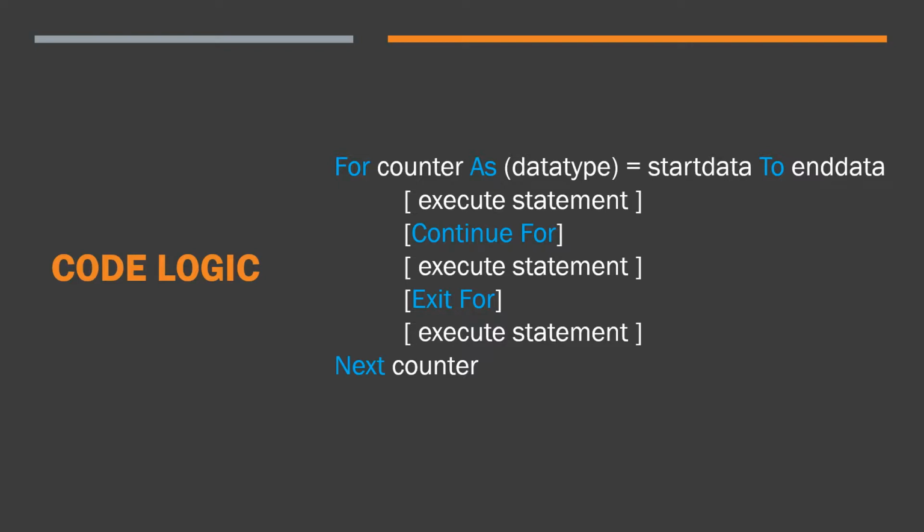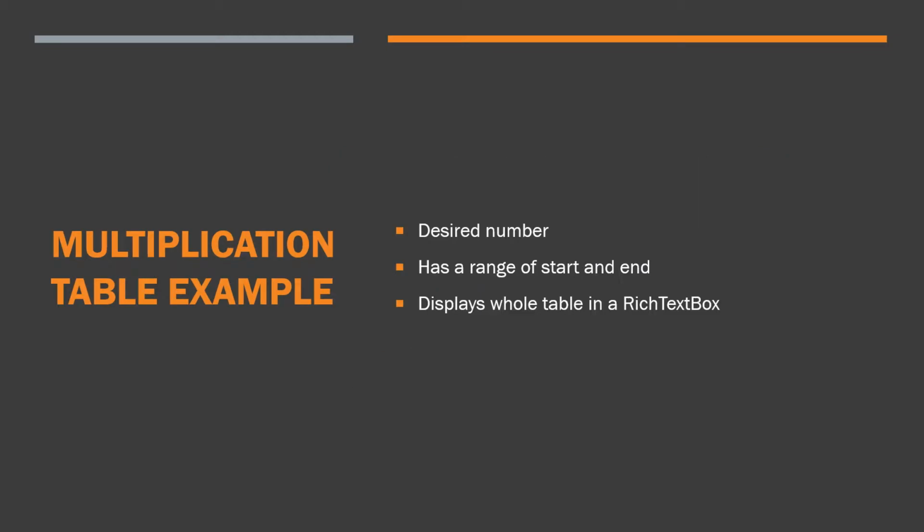Using this For and Next statement, we will look into an example, which is the multiplication table, where the user has to input a desired number. The number can be any number, a positive or a negative integer, it doesn't matter, and it needs to have a starting range and an ending range. Once you have that information, it displays the whole multiplication table in the rich text box. So now we're just going to look into the example.